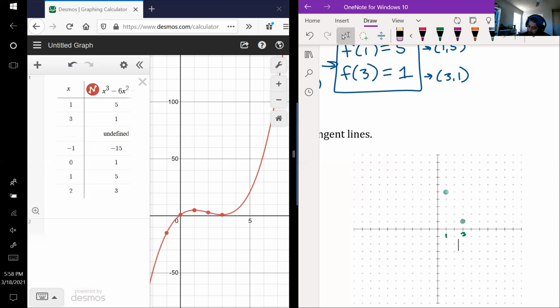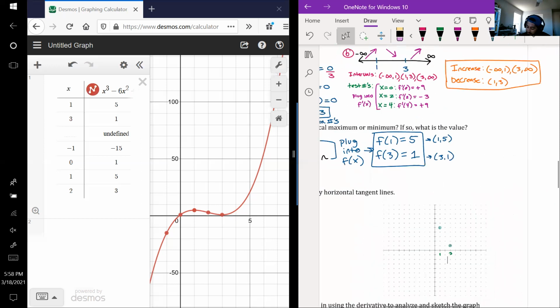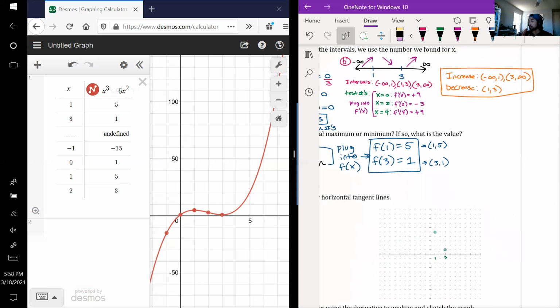Okay, like I said, let's go ahead and graph it by using the sign chart above. So what we're saying is that from negative infinity to 1, the graph is increasing. So the way that looks is like this. This is what it would look like. It's all increasing.